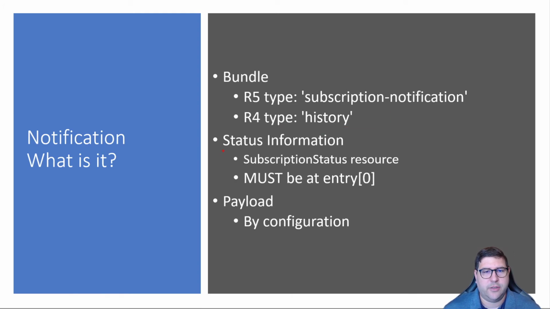The status information, so we have a subscription status resource. And again, this is part of the reason why we're dependent on R4B instead of just R4, the initial version, because that resource has all of the additional information about the subscription. And that always must be entry 0. So this is similar if you have been using FHIR messaging or things like that, where the first resource is the header, which has all that meta information. This is the same deal. The bundle's first thing is always going to be the subscription status, and then additional payload, by configuration.